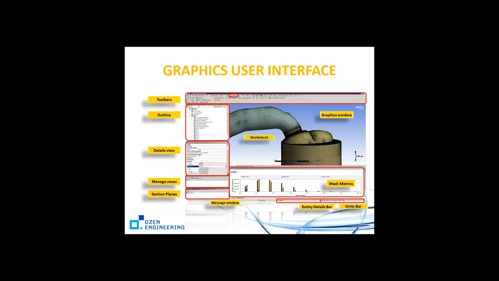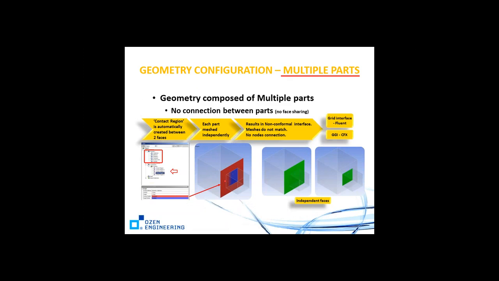You have the toolbars at the top, the outline, the graphics window, and the mesh matrix at the bottom. So the question is, before you go into meshing, how can you configure your geometry? There are a couple ways you can configure your geometry. One is called multiple parts.